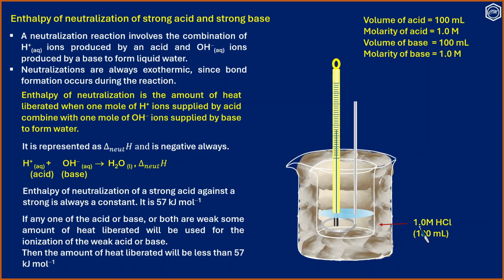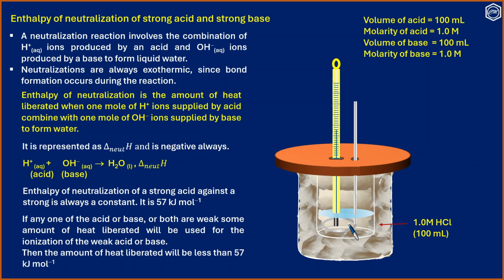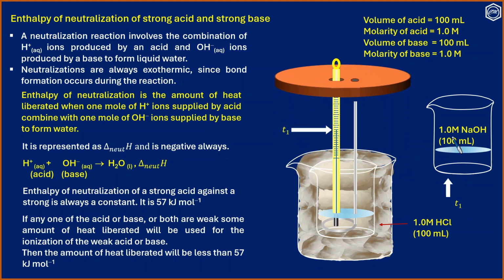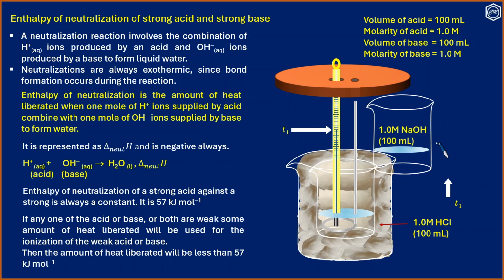So I have taken 1 molar HCl, 100 ml, in the calorimeter. Now close the lid and note down the temperature. Let it be T1. Now take 1 molar NaOH, 100 ml, in a beaker, and its temperature also will be the same. Now lift the lid and quickly transfer the sodium hydroxide into the calorimeter.